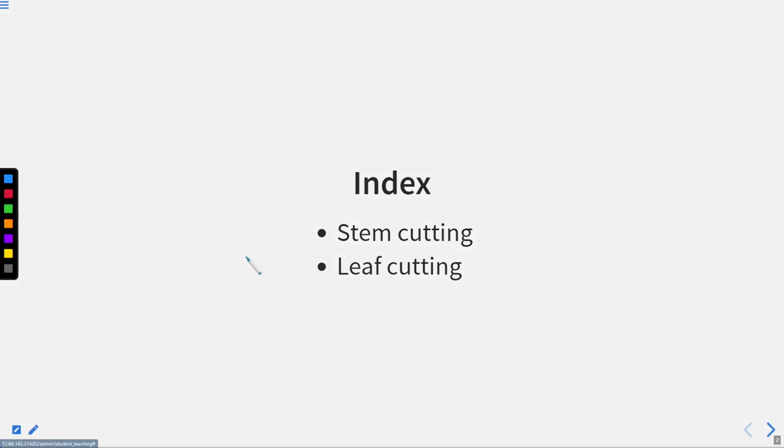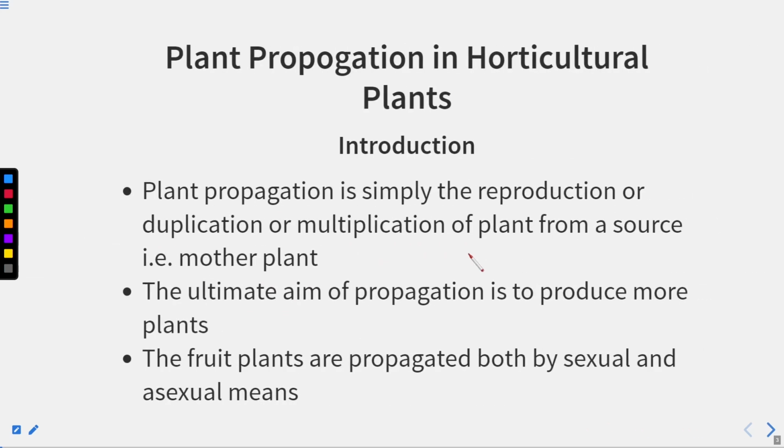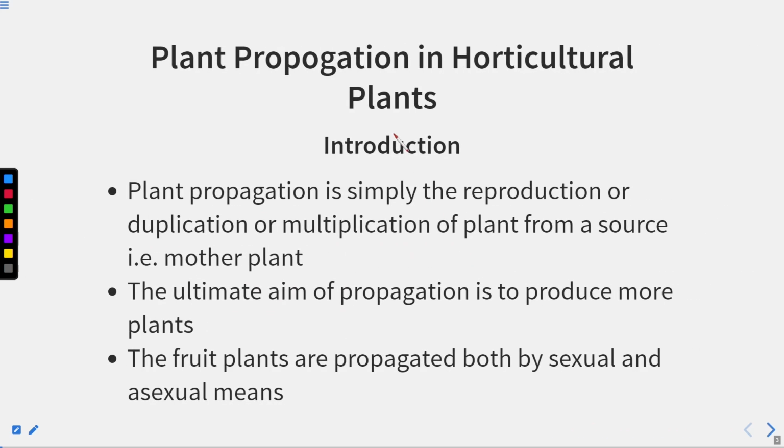These are the two topics that we are going to cover in this particular session, that is stem cutting and leaf cutting, right? How the stem is used for the propagation of new plants in horticulture, and again leaves are also used for propagation purposes in horticulture. These two topics we are going to cover in this session. So let us start plant propagation in horticulture plants.